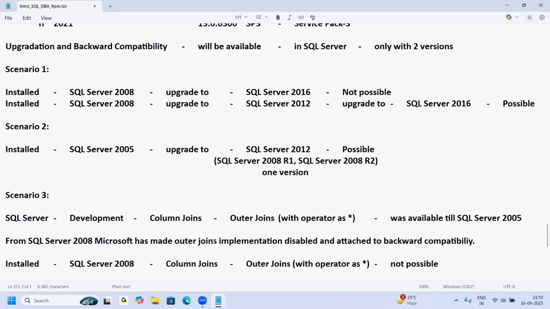So even if I install 2012, I need to apply backward compatibility. Same in 2012: if you already have an idea that outer joins can be implemented with the star operator, and you write a query with star operators, even 2012 will tell you that you can't implement this in 2012. Then we should apply backward compatibility.